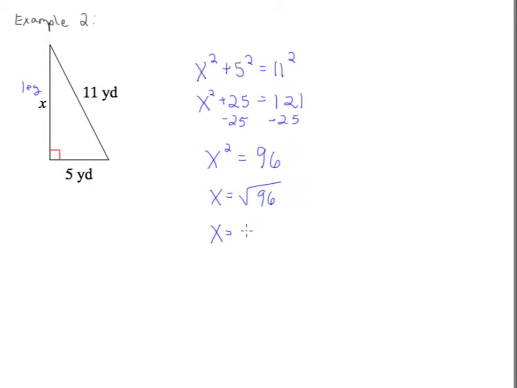And so then I need to figure out how 96 breaks down. 96 is the same as 16 times 6, which means that x is equal to 4 square root of 6 yards. Remember to put your units of measurement if units of measurement are given in the problem.